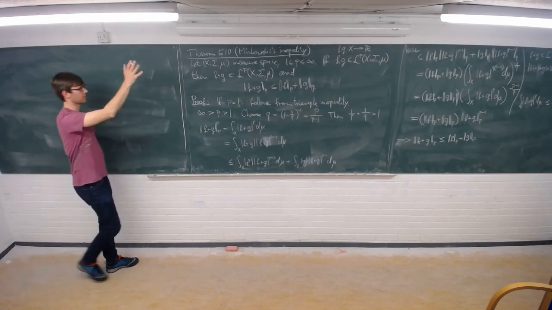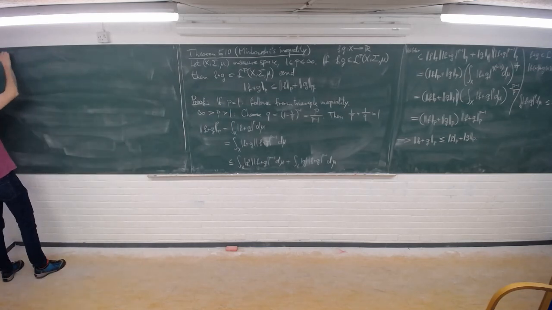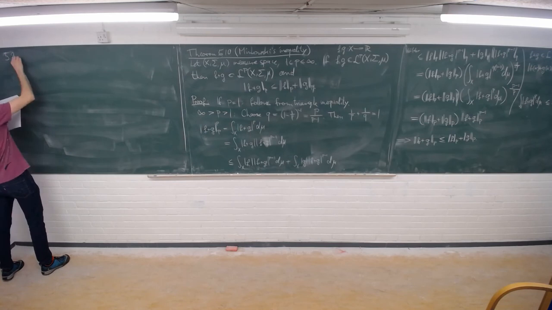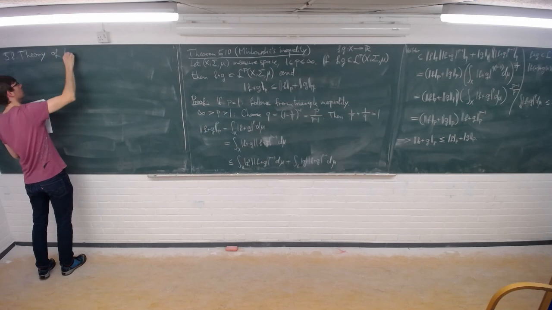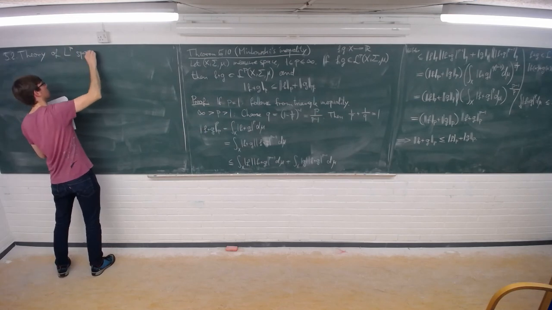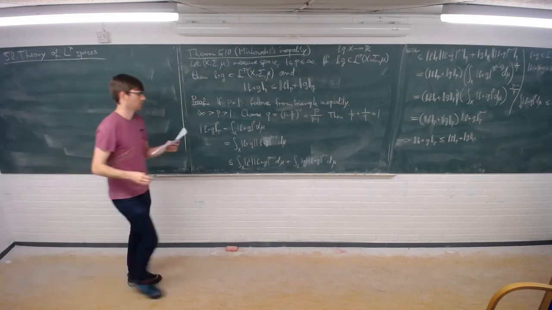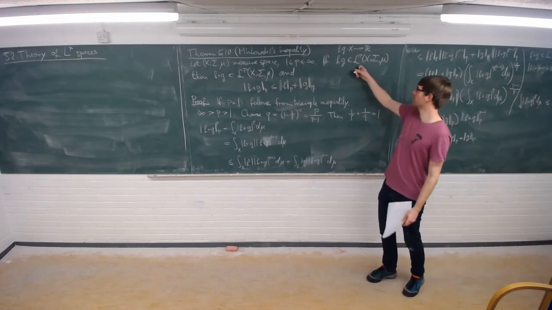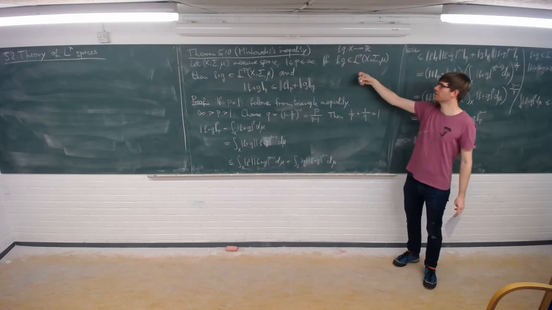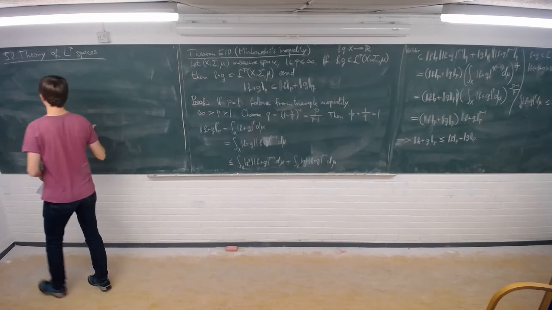Okay, so this concludes the section about integral inequalities, and the next section is called theory of L^p spaces. And in this section, we're going to take these curly L^p spaces and turn them into actual vector spaces with an actual norm.